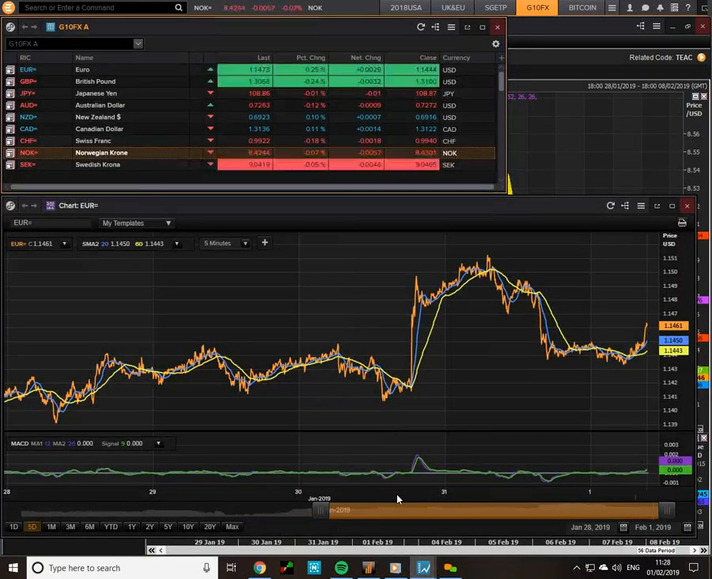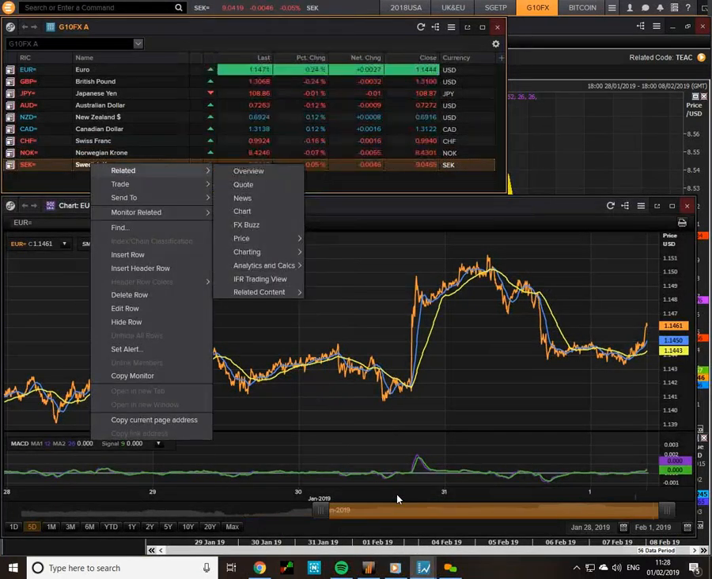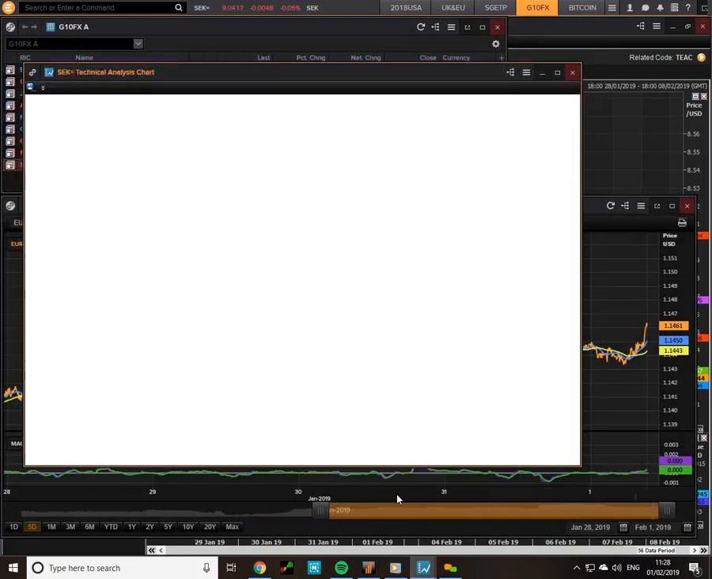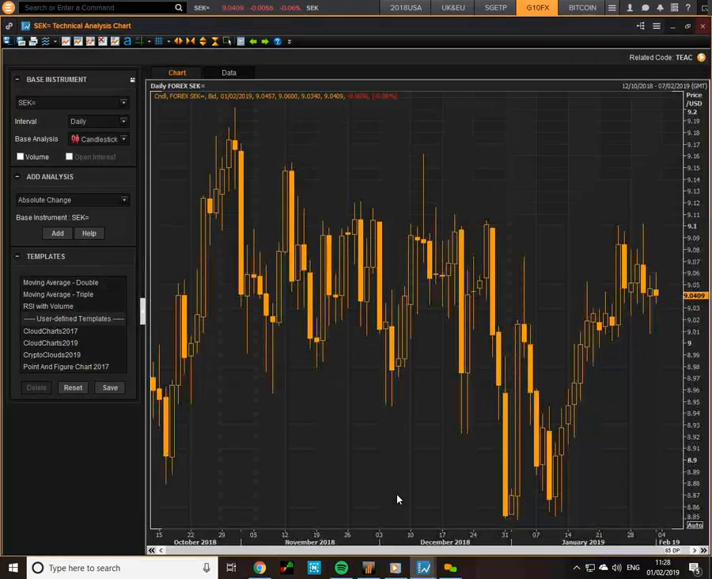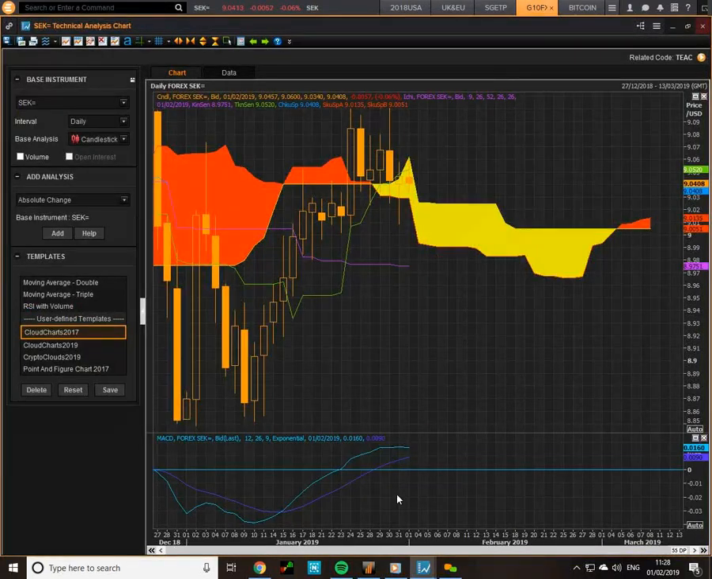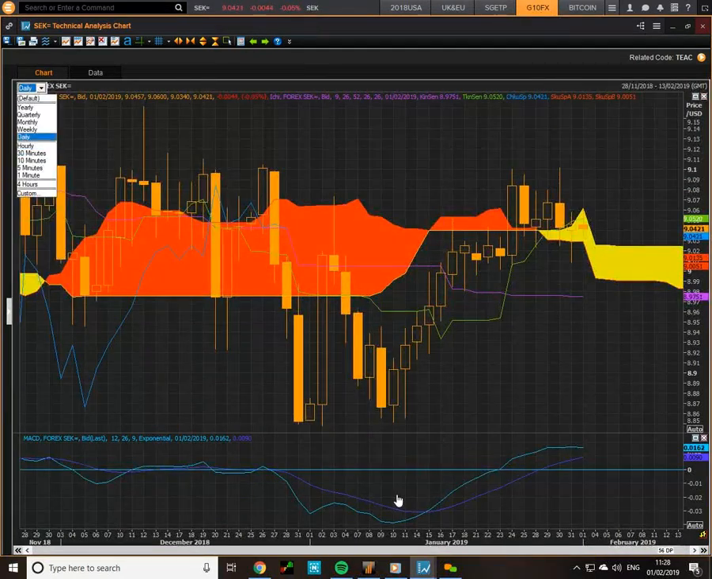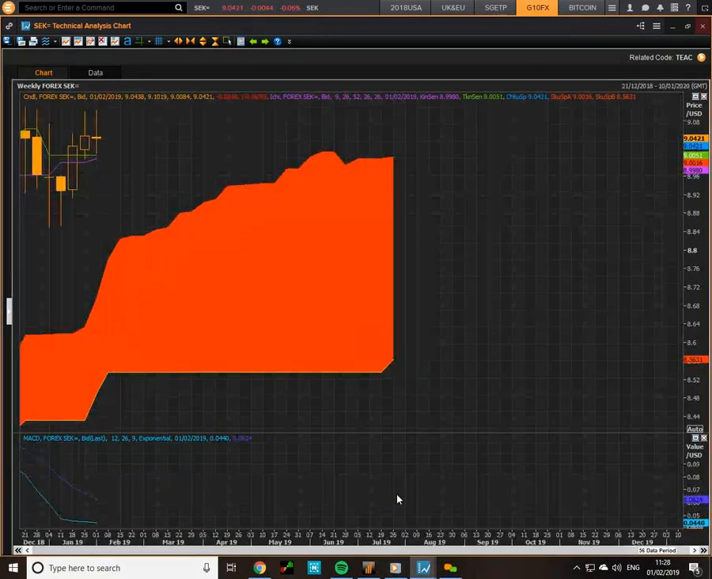And then the Swedish krona, let's go and have a look at that one. Just want to save this desktop before it crashes because this thing uses a lot of memory. So there we go. Let's go to the weekly.